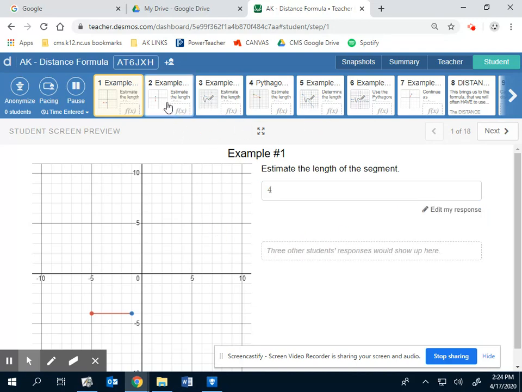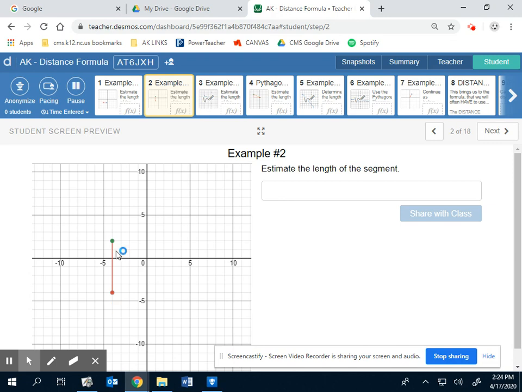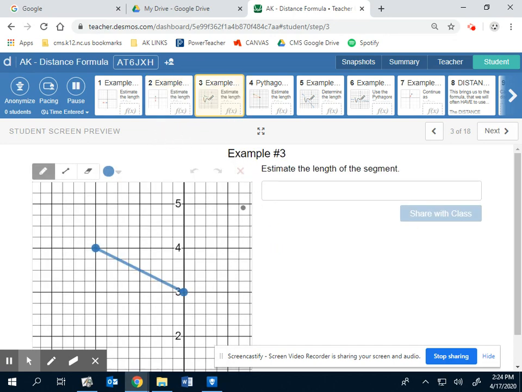From there, let's estimate this one. Again, I'm going to say that one's about 5, or maybe, yeah, let's go with 5. Share that with the class if you'd like. And then moving on to example 3, let's estimate this one. How do I estimate this one? So the question is, is that going to be 2, 3, 4, maybe? Something like that. So the question is, what's the difference between example 1, example 2, and example 3?